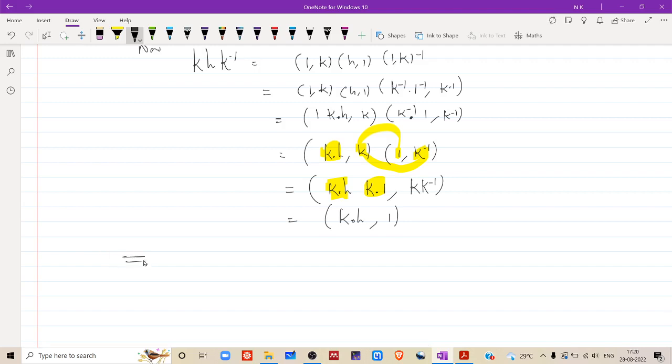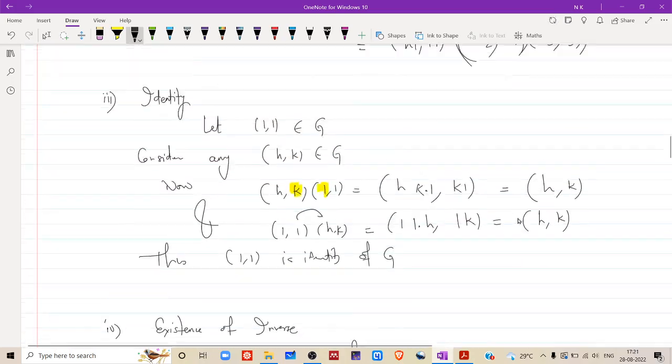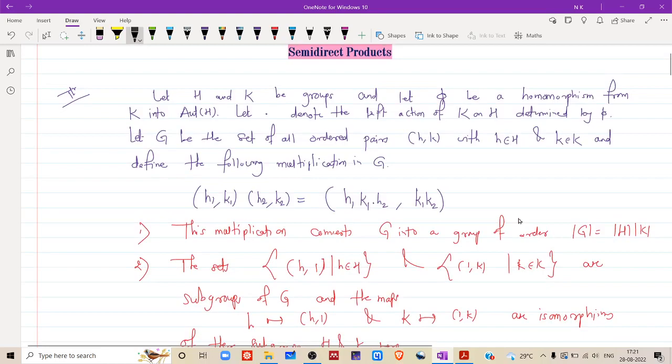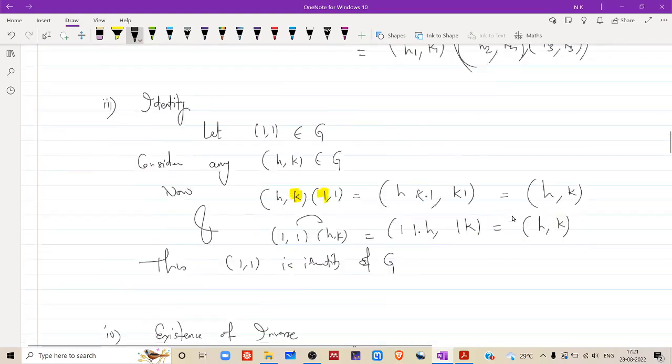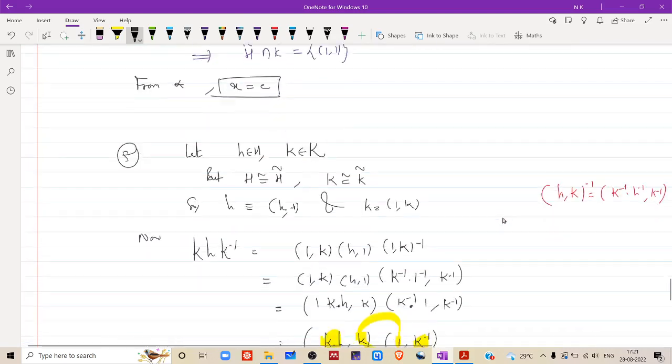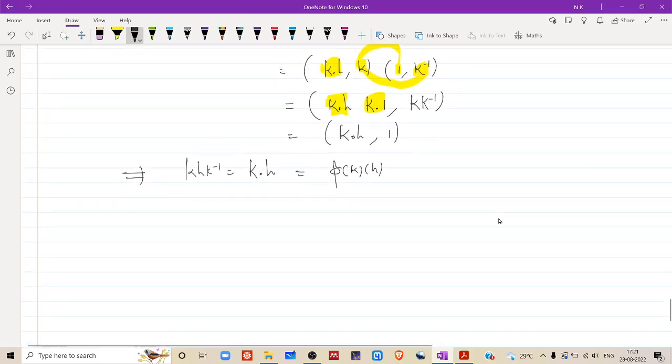So simply, this implies khk inverse is equal to k dot h. That is what we wanted to prove, and k dot h means phi of k of h. Phi is a homomorphism from K into the automorphisms of H. So if you take one element from K, then phi of that k will be an automorphism on H, so it will apply on h. So this is khk inverse, that is k dot h, and that is phi of k of h.